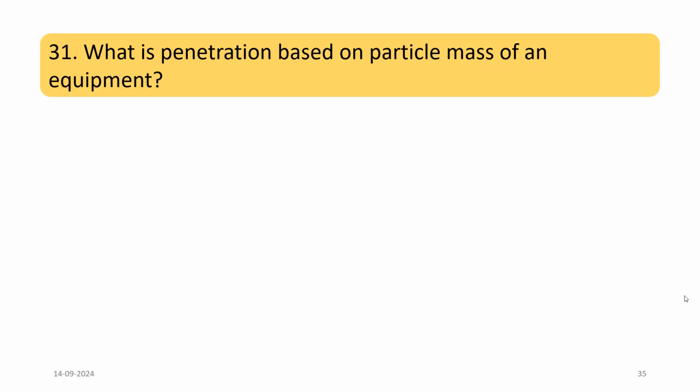Next, what is penetration based on particle mass of an equipment? Penetration is Pm, that is 1 minus eta m, that is 1 minus the efficiency. So penetration is 1 minus the efficiency.